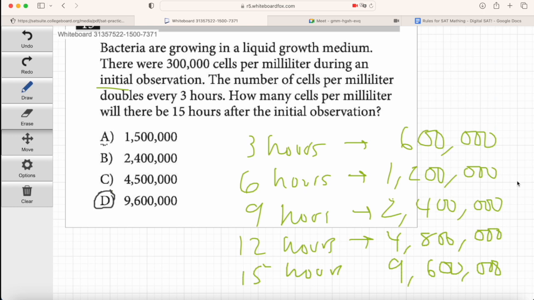Another way to do it is to recognize it's going through 5 doublings. Does that make sense? So if you want to set up an expression, you could. It would be 300,000 times, and it's doubling, so 2 to the power of 5. That should work. Let me double check that real quick. 2 to the power of 5 times 300,000. Oh yeah, that works.